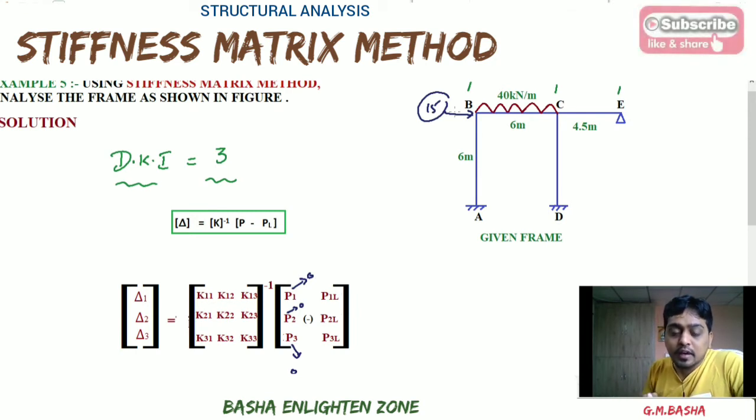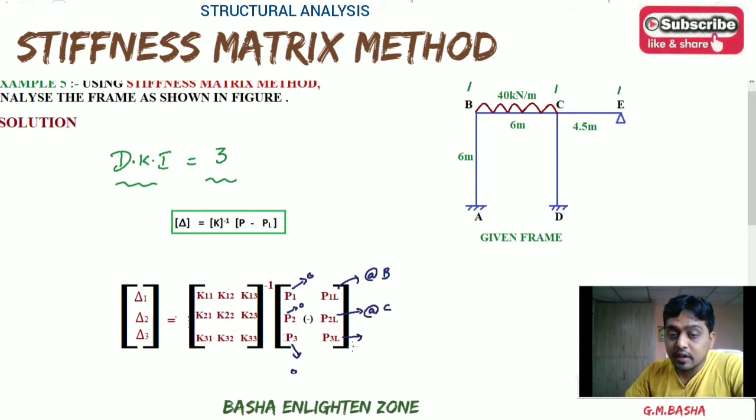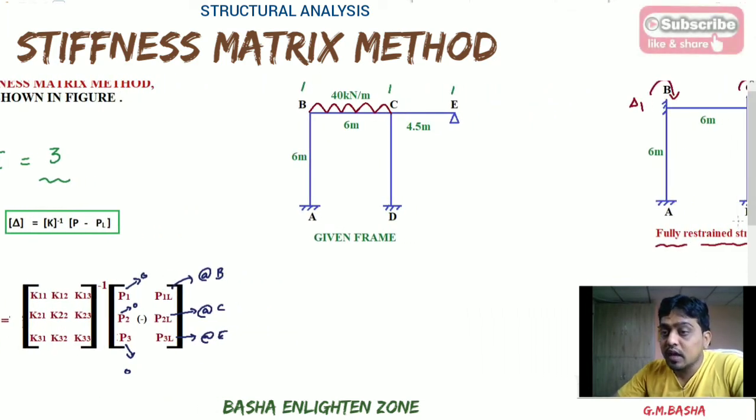Like that, for this non-sway analysis frame, there are no external forces applied on the given frame. Therefore, you will get P1, P2, P3 as 0 here. At the same time, what about P1L, P2L and P3L? P1L means where we are selecting the first coordinate position at B. P2L means where we are selecting the second coordinate position at C. P3L means where we are selecting the third coordinate position at E. Please remember these three. I will explain that also.